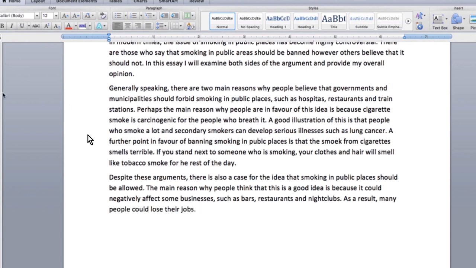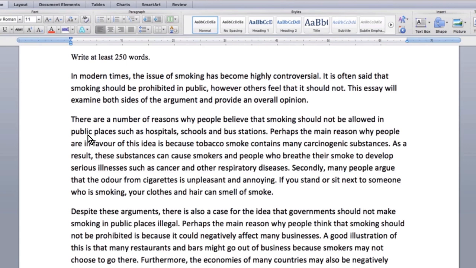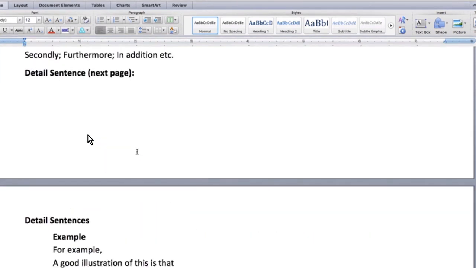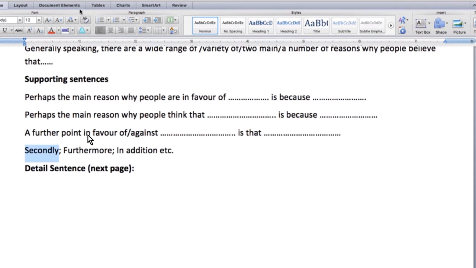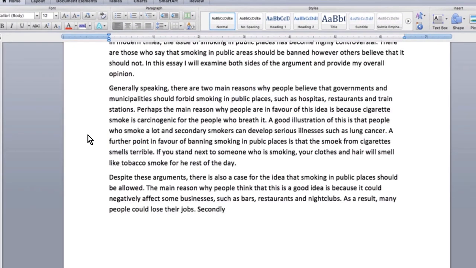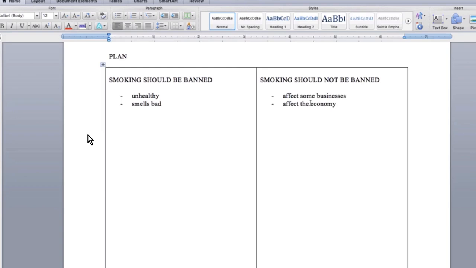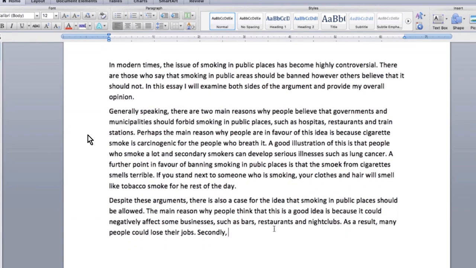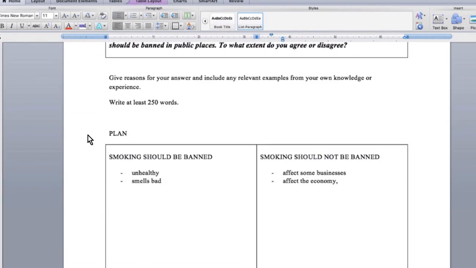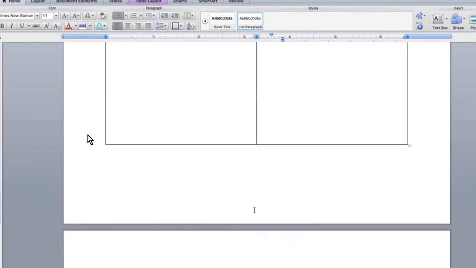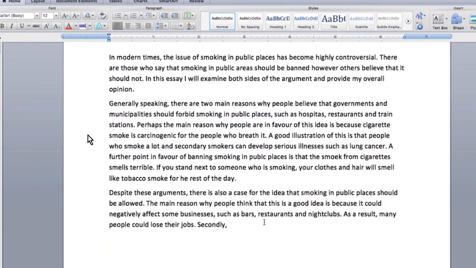That's fine, that's enough. Alright, another supporting sentence. Let's just use secondly. Secondly, and we said secondly what? Affect the economy. Yes. I was thinking about tax here because they put tax on cigarettes. So, secondly, the government could lose a lot of tax money from cigarettes.